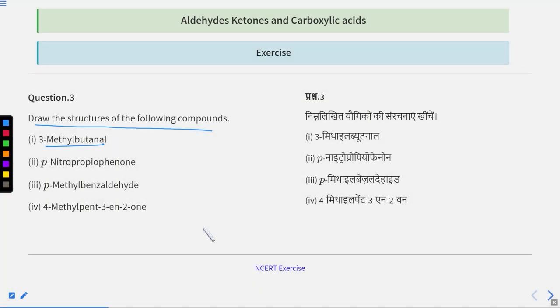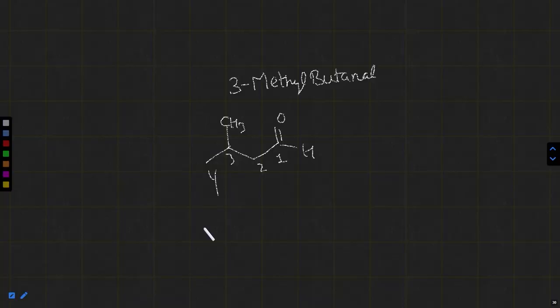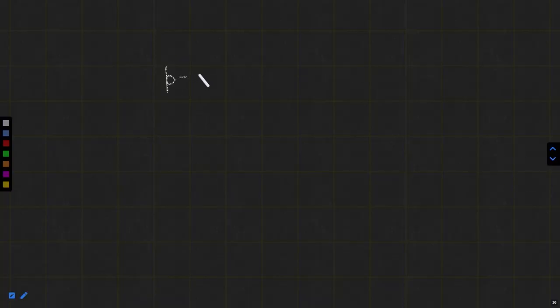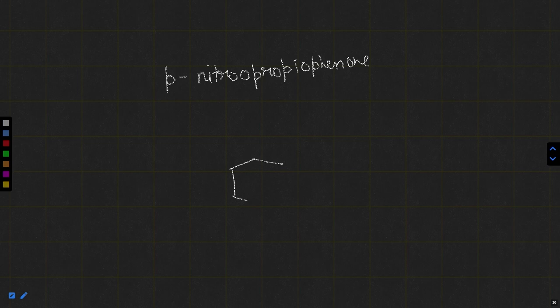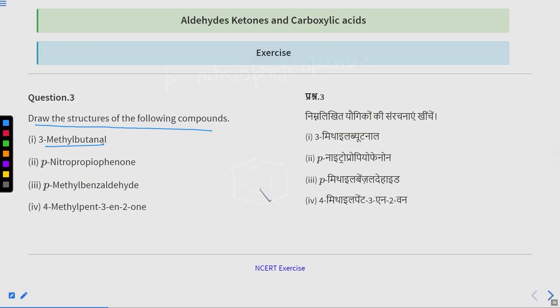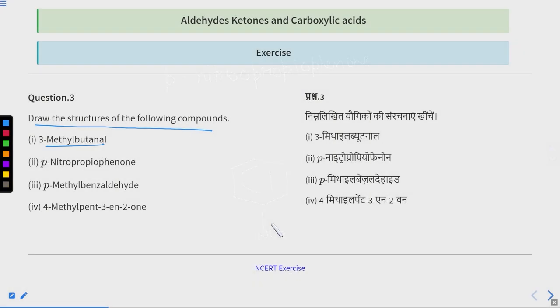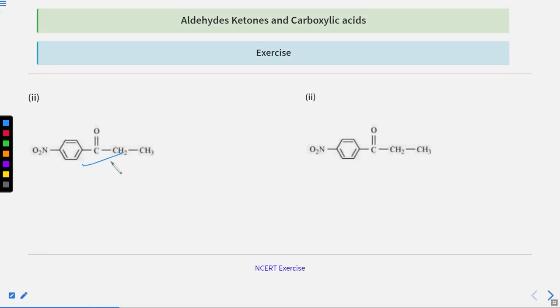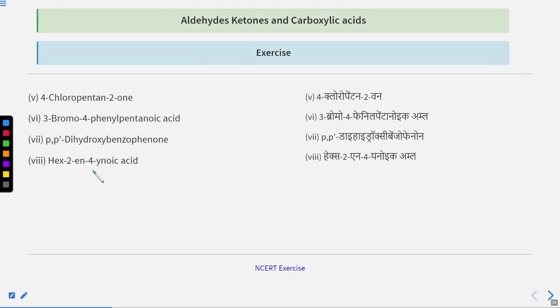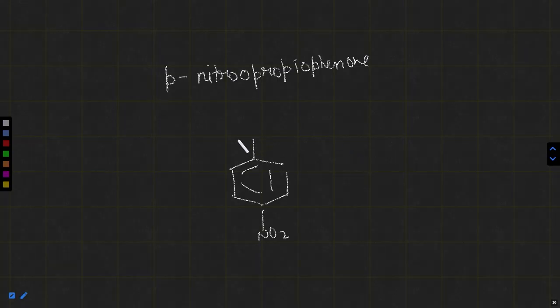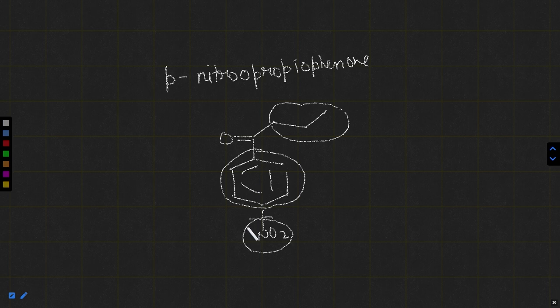Next is para-nitropropiophenone. So this will be in this way. How will I name it? The nitro, para will be nitro here. Propiophenone will be in which way? So this will be propiophenone, right? So propane, and this is the phenone group with a para-nitro position.